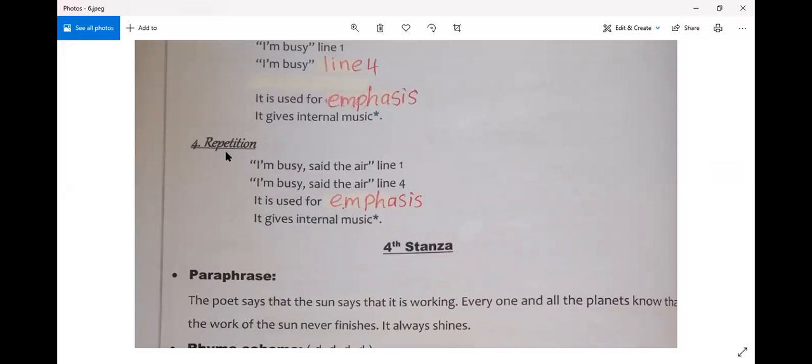Okay. The repetition also, line number 1 and line number 4. The whole line is repeated. Internal music, and we use it for emphasis. Okay. Thank you, Yusuf. That's perfect.